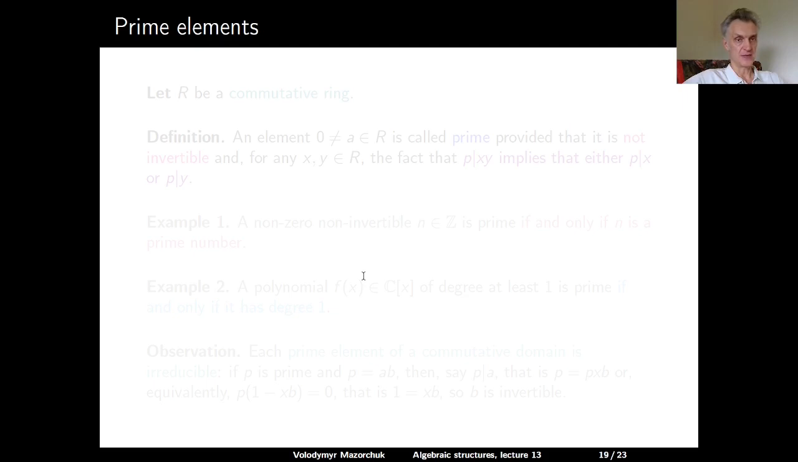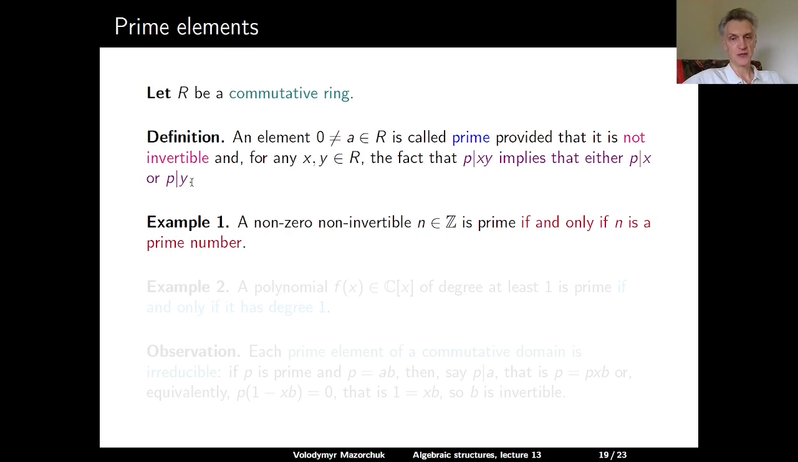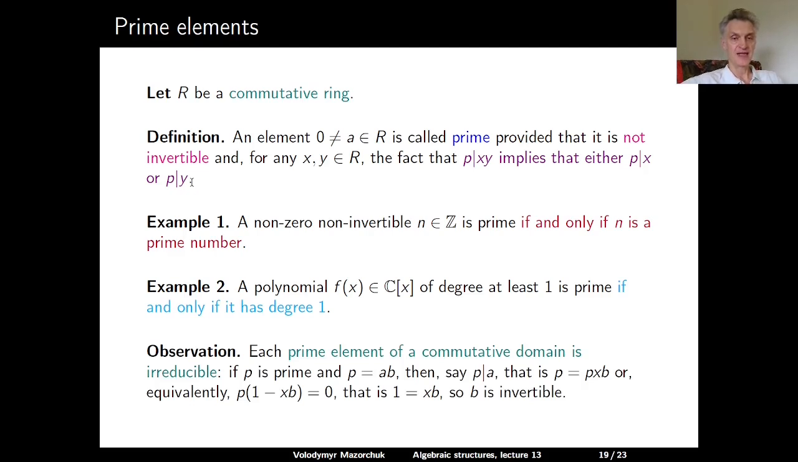Now we can talk about prime elements. Let R be a commutative ring. Definition: an element P in R is called prime, provided that it is not invertible, and for any x, y in R, the fact that P divides x times y implies that it either divides x or it divides y. Again, an example: a non-zero non-invertible integer is prime if and only if it's a prime number. Example 2: a polynomial with complex coefficients of degree at least 1 is prime if and only if it has degree 1. And a little observation: each prime element of a commutative domain is irreducible.